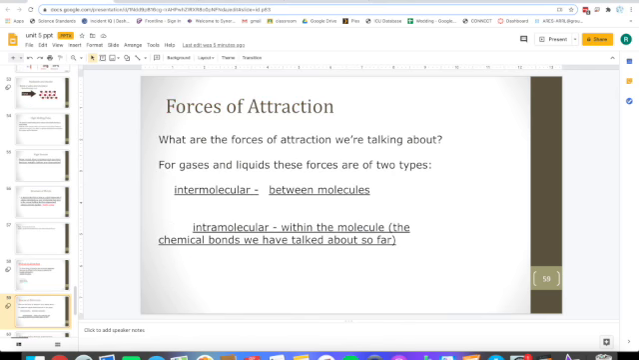So the two types of forces, you have intermolecular forces, which is what we're going to be talking about today. That's what happens between the molecules themselves. We have talked about intramolecular forces, which happens within the molecules. Those are all the chemical bonds, the ionic, covalent, and metallic bonds that we've talked about so far.